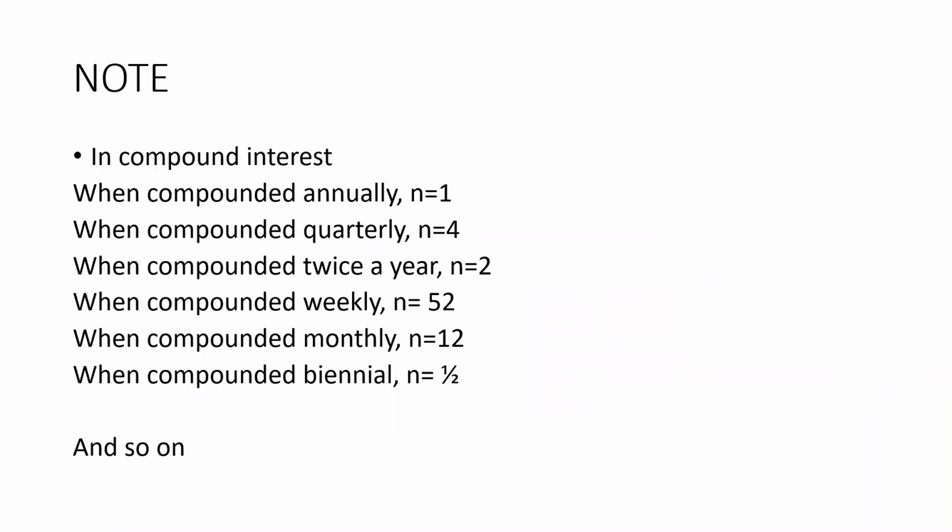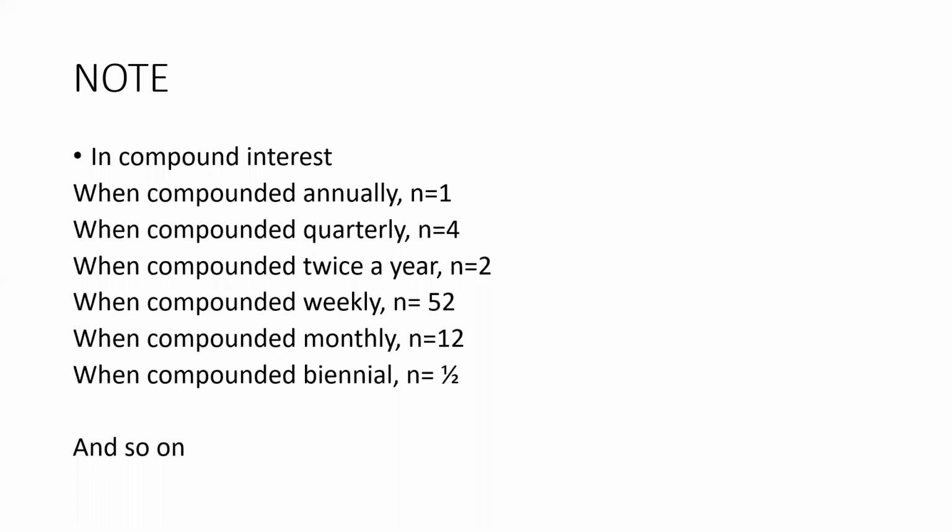So we need to note some of these constraints. Whenever you are dealing with compound interest at annual rate, that means your n equals 1. At quarterly, your n equals 4. Compounded twice in a year, that means in a year we have 6 months, so your n will be equal to 2. If you notice the trend, whenever we are dealing with a fraction of a year, like quarter is 1/4 of a year, twice in a year is like half of a year, our n value is always a whole number.